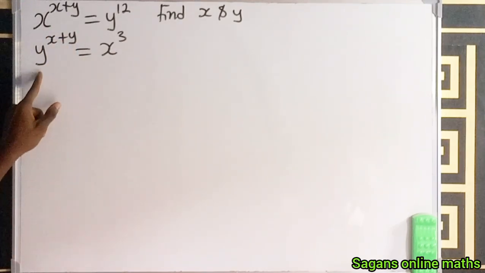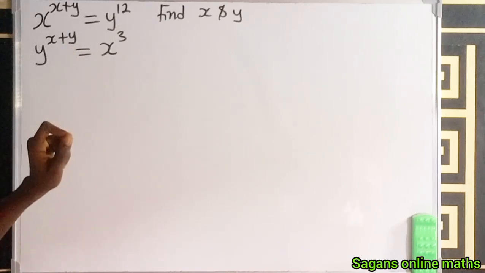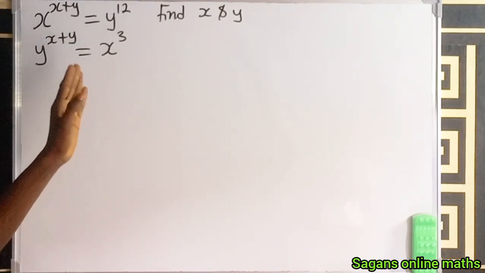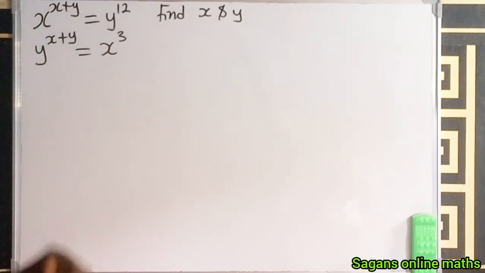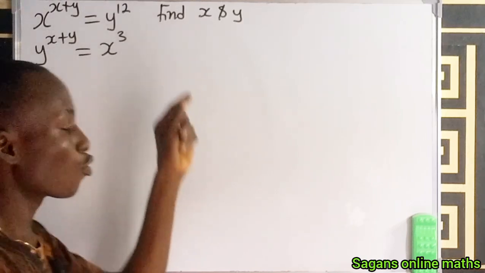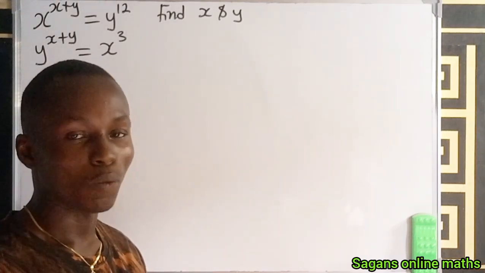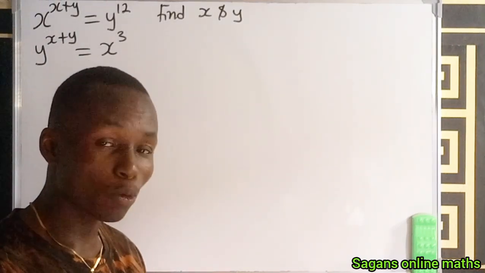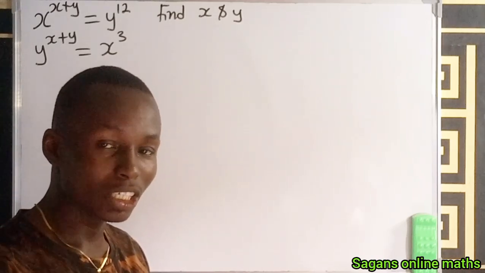And y to the power of x plus y equals x to the power of 3. We are not wrong if we decide to call this equation 2. Now we are asked to look for the value of x and y. This question is very simple as A, B, C, D.